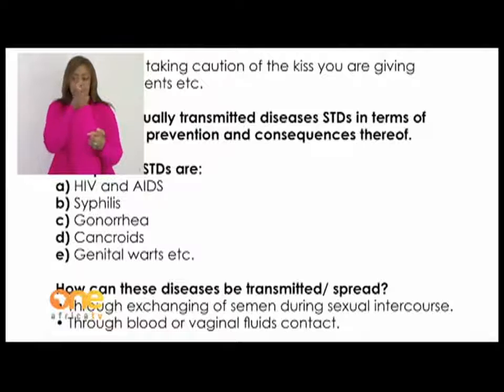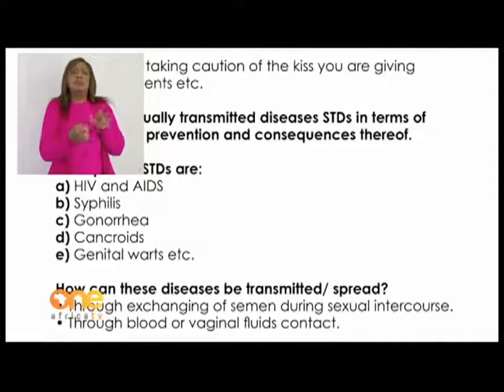Okay, let's move on. The next thing says that we must be able to describe sexually transmitted diseases, STDs, in terms of transmission, prevention, and consequence. So first we are going to look at how these STDs transmit, then how to prevent them from transmitting, and lastly the consequences. But first, let's look at some examples of STDs. Examples of STDs are HIV and AIDS, syphilis, gonorrhea, chancroids, and genital warts.